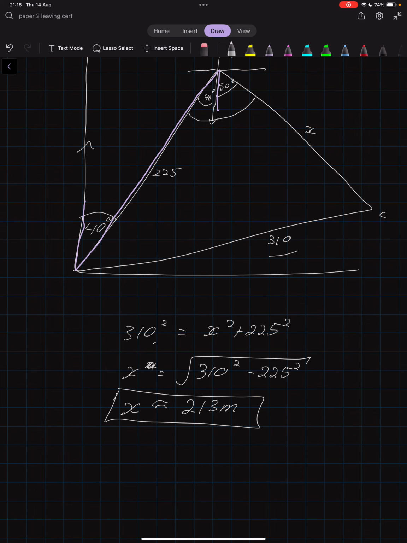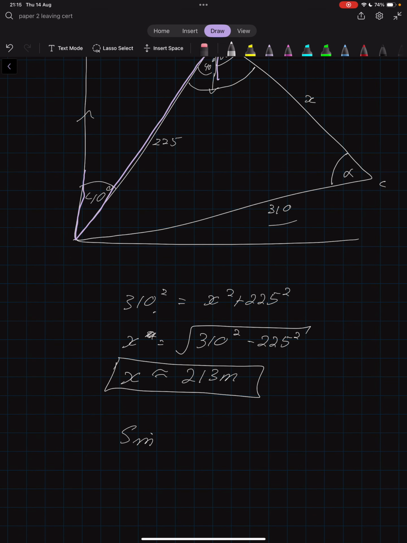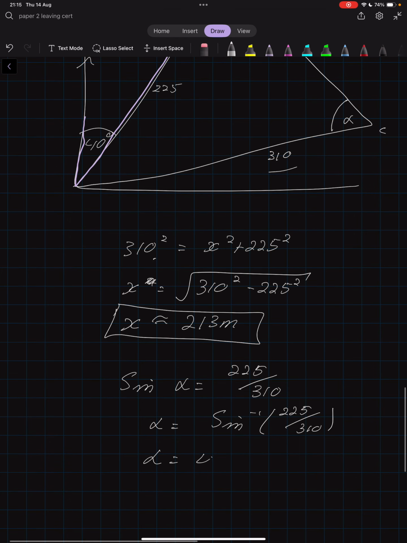Okay? And then they also ask you to find the angle ACB. So this angle, I can just say that the sine of alpha is equal to 225 over 310. So alpha is equal to the sine minus 1 of 225 over 310. So alpha is equal to 47 degrees. Okay? So that's kind of that. All right, so I don't think those are too bad. Kind of basic, I'd hope, from your junior cert.